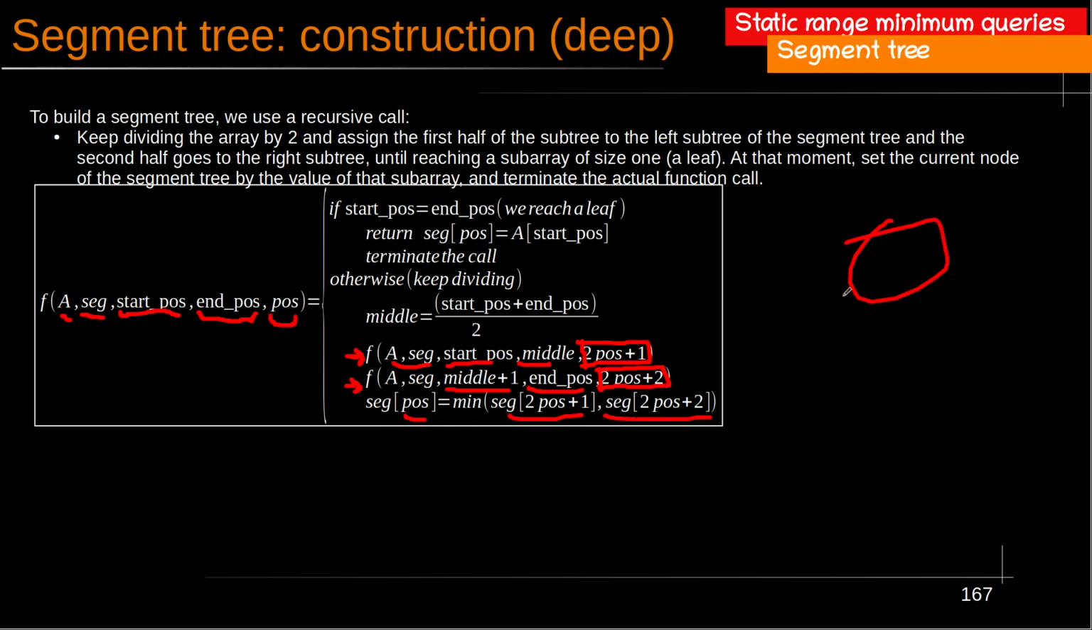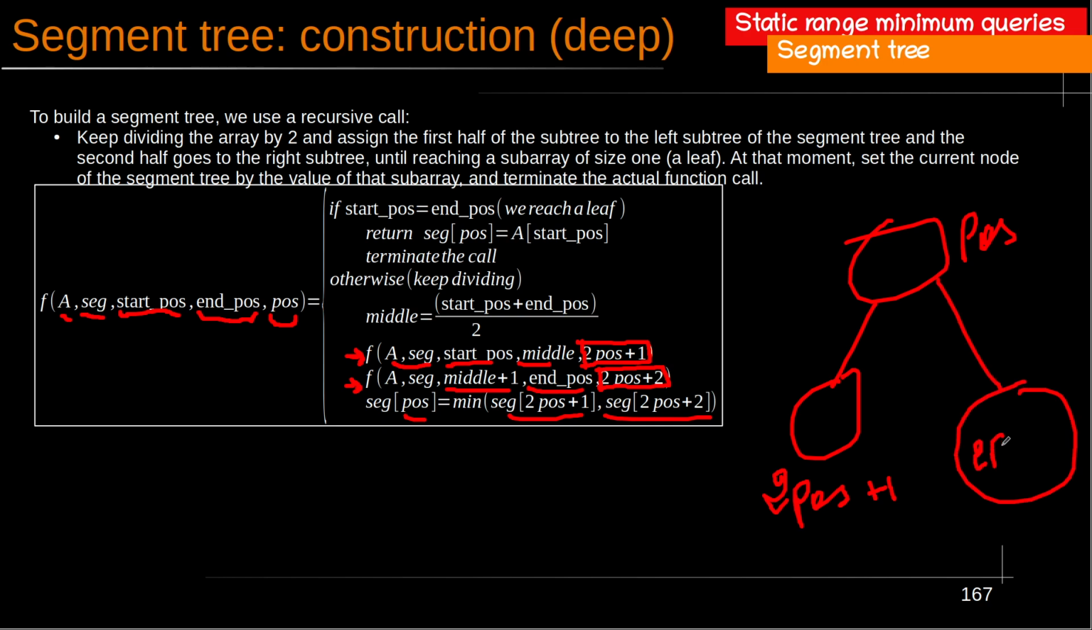Here, if we have a parent position pos, the left child is at 2 times position plus 1, and the right child is at 2 times position plus 2. So this is the left child, and this is the right child, and this is the parent. This formula is very well known in binary trees. Okay.